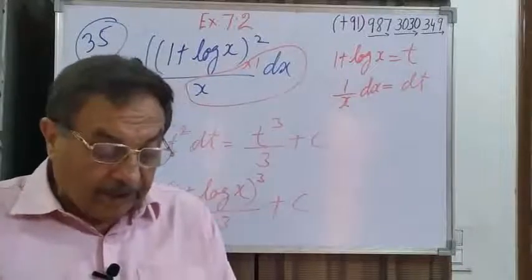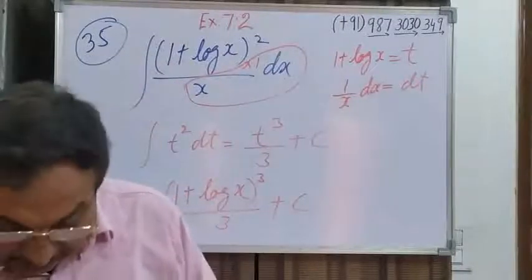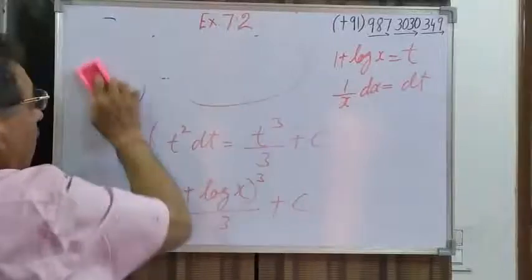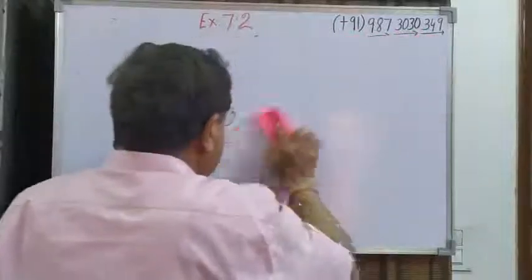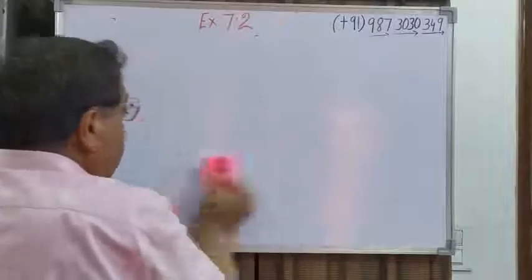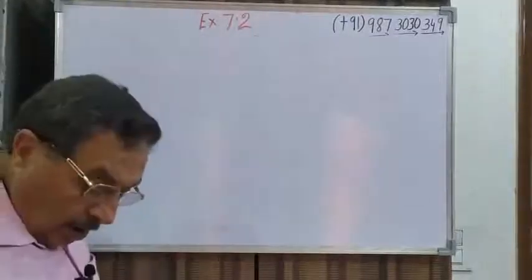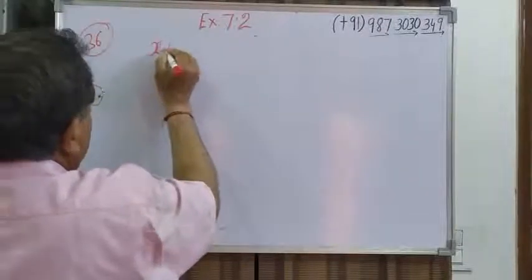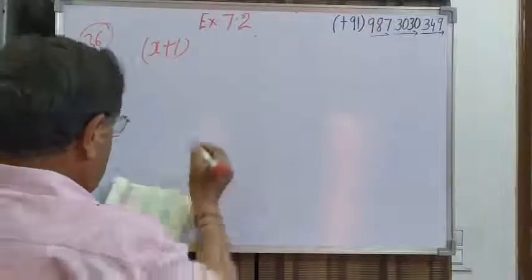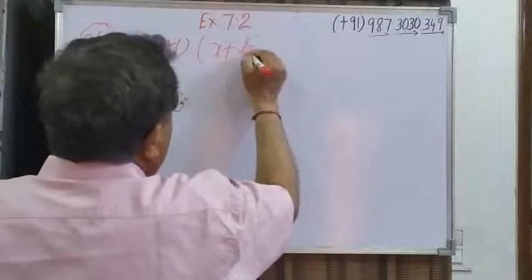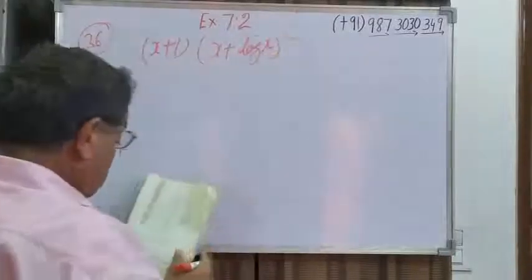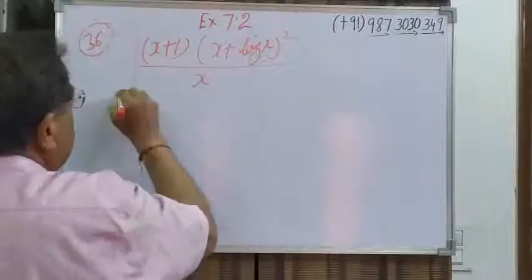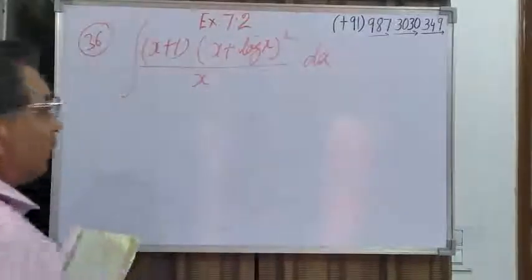The next one is the 36th question. Let us go for the 36th question of exercise 7.2. So what is the 36th question? We observe that it is composed of 3 terms: x plus 1 into x plus log of x whole square, all divided by x. Its integration is to be done with respect to dx.